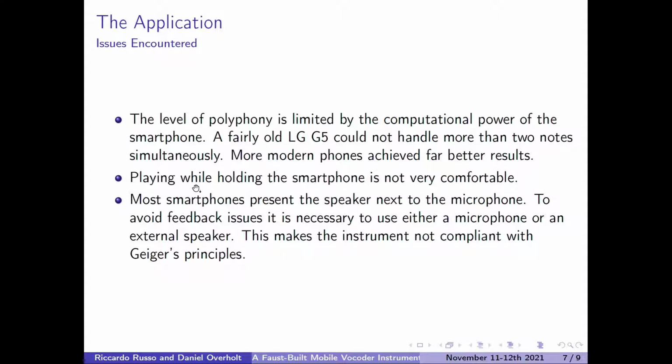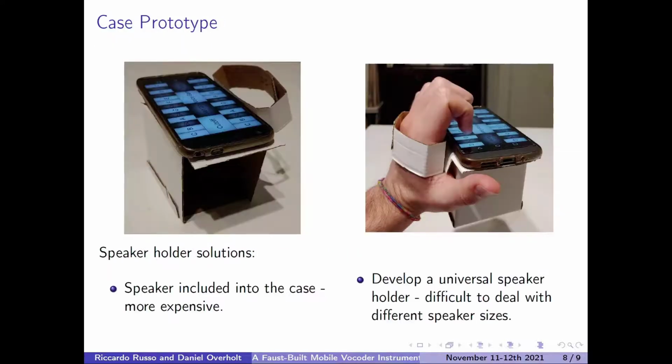Also, playing while holding the smartphone is not very comfortable because one hand is busy holding the smartphone and it's difficult to do that while playing. Also, most smartphones present the speaker next to the microphone, and to avoid feedback issues, it's necessary to use either a microphone or an external speaker. But this makes the instrument not compliant with Geiger's principles. For overcoming the last two issues, a case prototype was developed, which is intended to hold the smartphone, making it easier to play and provide amplification.